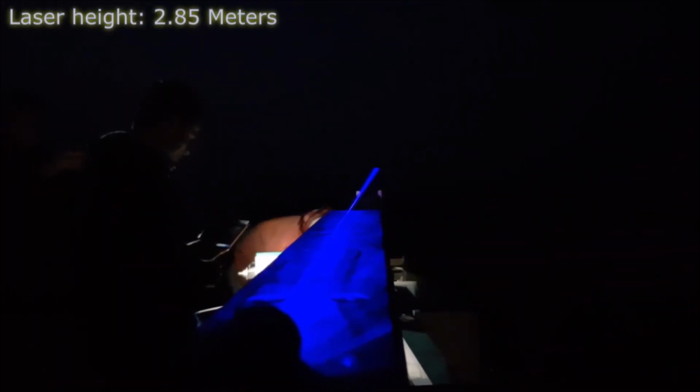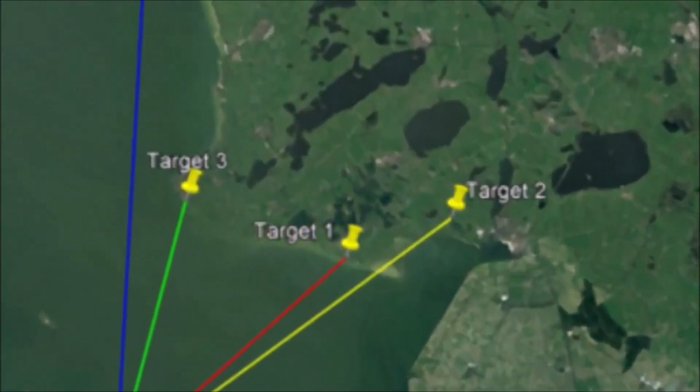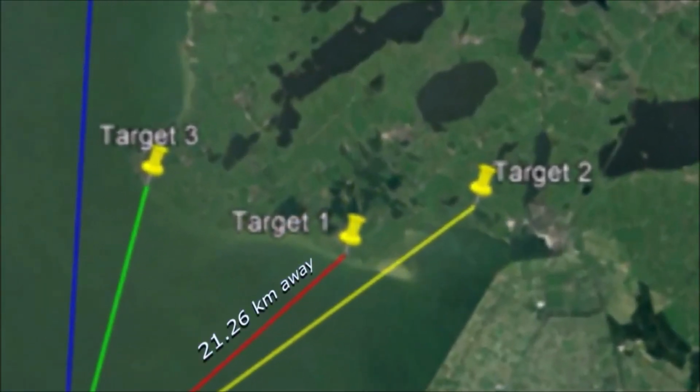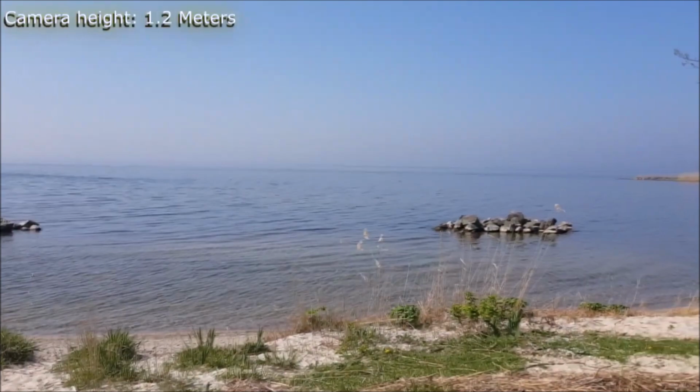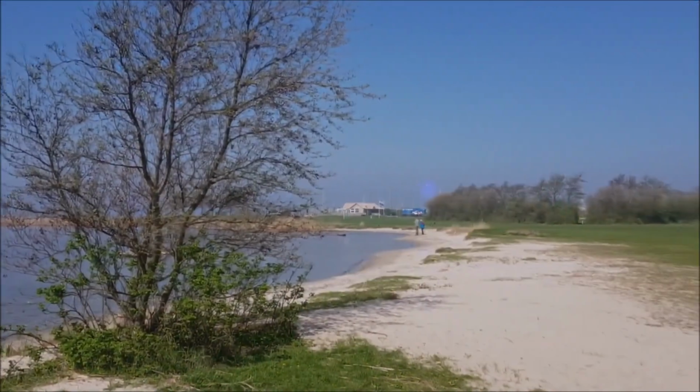On April 8, 2018 at 1 o'clock a.m., the blue laser was on the Salad at 2.85 meters or 9.35 feet above the lake's surface. It was seen at the target 1 position 21.26 kilometers or 13.21 miles away at a height of 1.2 meters or 3.94 feet above the lake's surface. It took less than 60 seconds for them to see the source of the laser at the target 1 location.